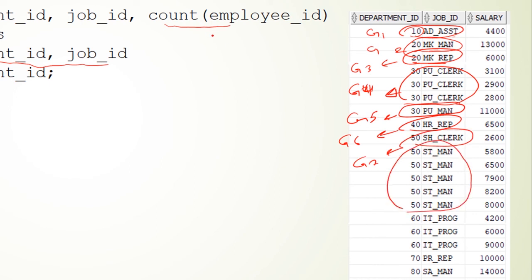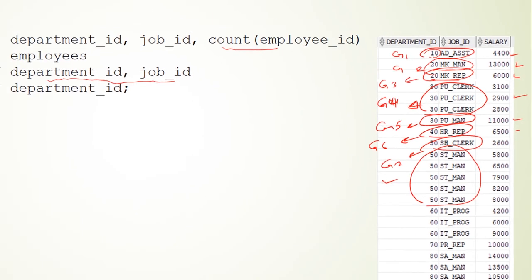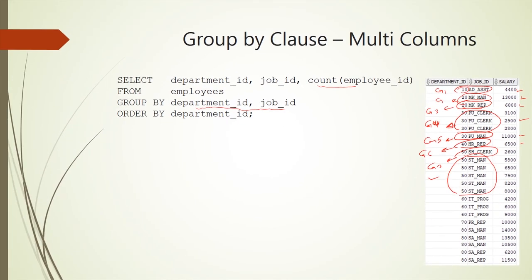And then retain the count of employees. Here we have only one employee. For this group, only one employee. For this group, one employee. For this group, 3 employees. For this group, one employee. For this group, one employee. For this group, 5 employees, and so on. So we are dividing the rows based on 2 columns in this example. This is how to use multi-columns in the group by clause.